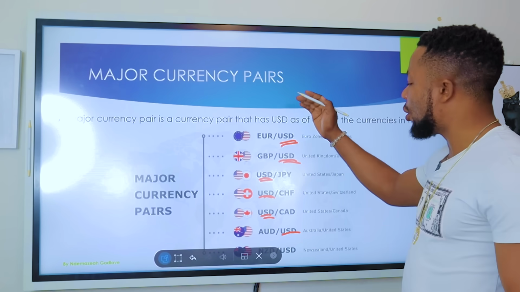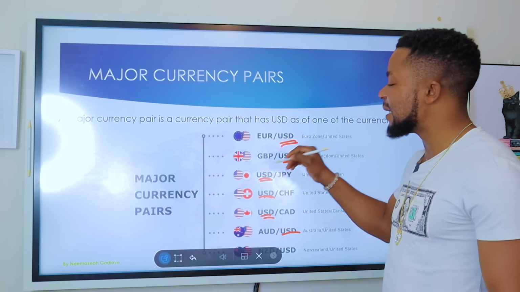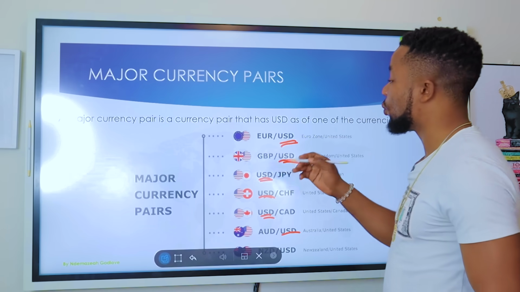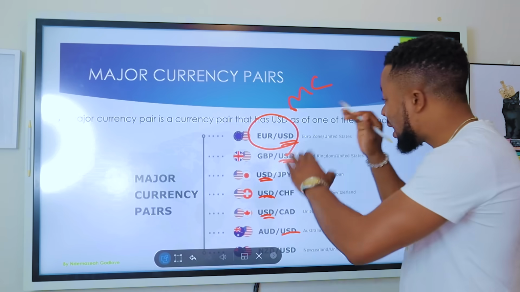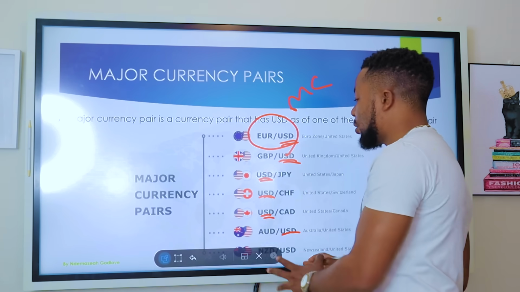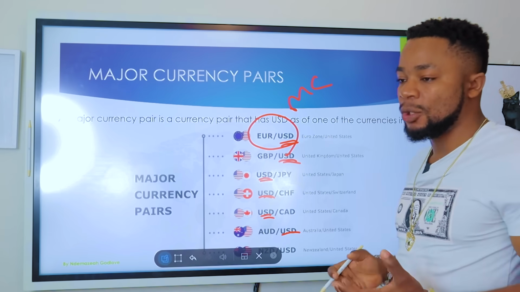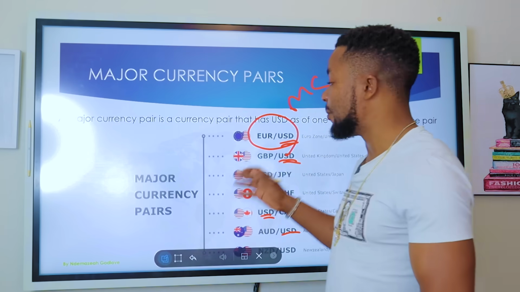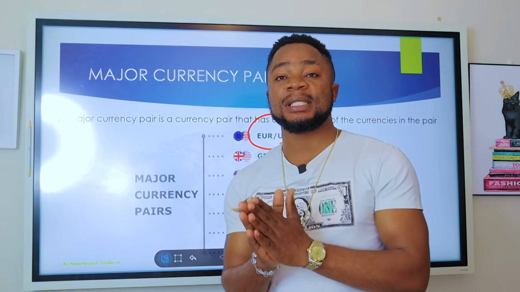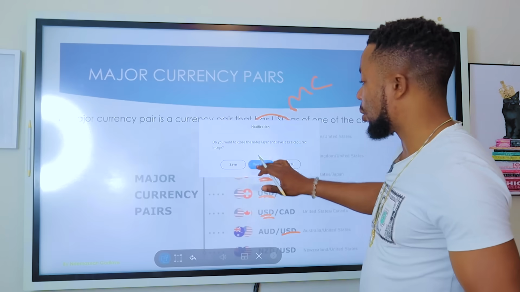So you can see all of these currency pairs. Each currency pair you have here must have the United States dollar as one of the currencies for you to be able to call it a major currency. If it doesn't have the United States dollar as one of the currencies, then you can't call it a major currency pair. So if you hear somebody saying, okay, today I'm going to be trading all the major currency pairs, it means the person wants to be trading all the currency pairs that have the United States dollar as one of the currencies.